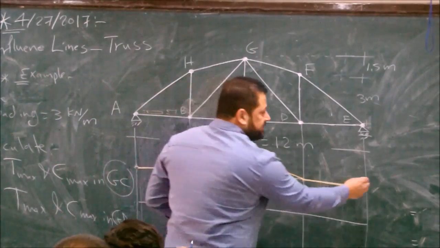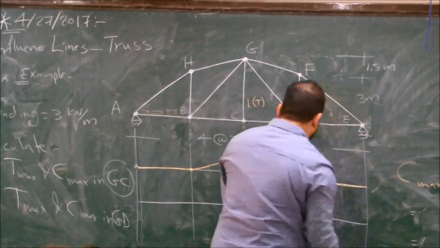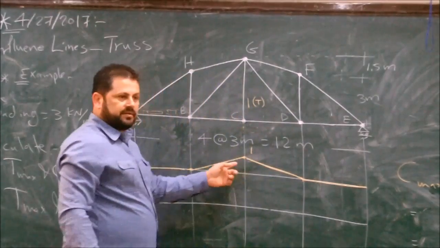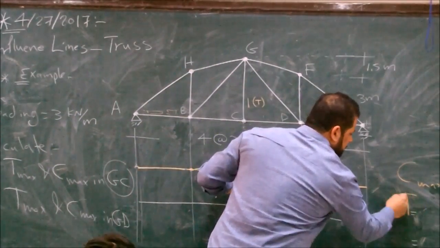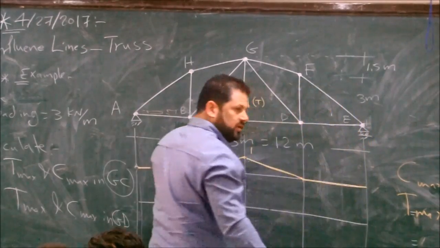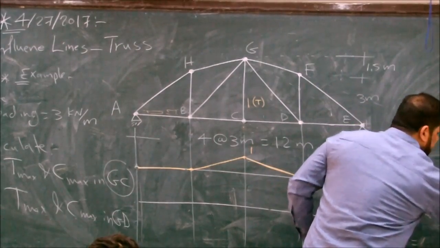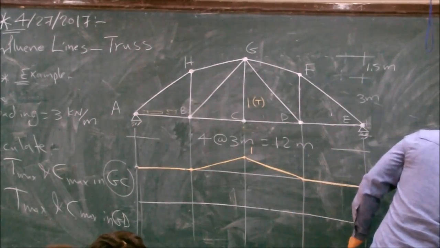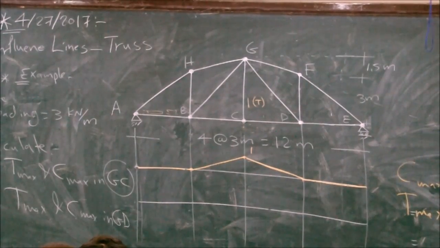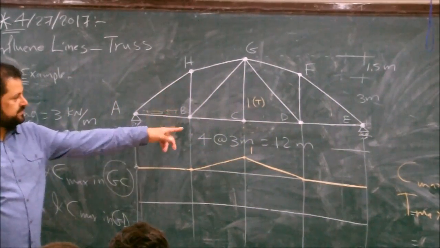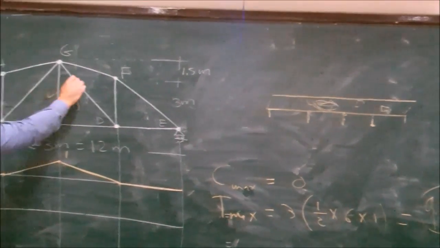Now, what's the maximum tension or compression? C max, the compression, C max equals 0. No compression area. All the area is tension. T max is the intensity of the distributed load times the area. 3 times half times 6 times 1. 9 kilonewton. So this member must be designed as a tension member to carry 9 kilonewton. Good? Easy one. This one is easy.